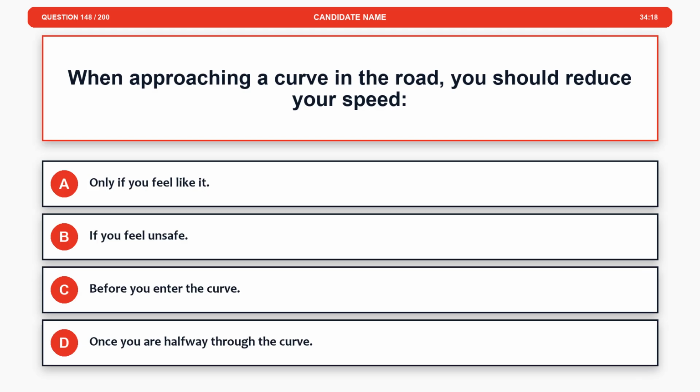Question 148. When approaching a curve in the road, you should reduce your speed. Option A, only if you feel like it. Option B, if you feel unsafe. Option C, before you enter the curve. Option D, once you are halfway through the curve.